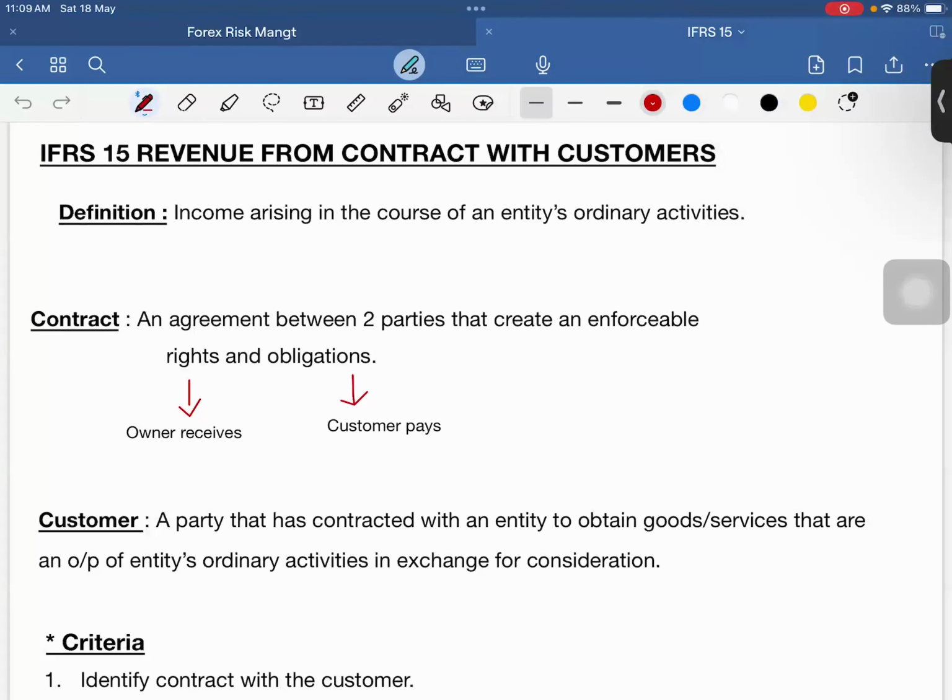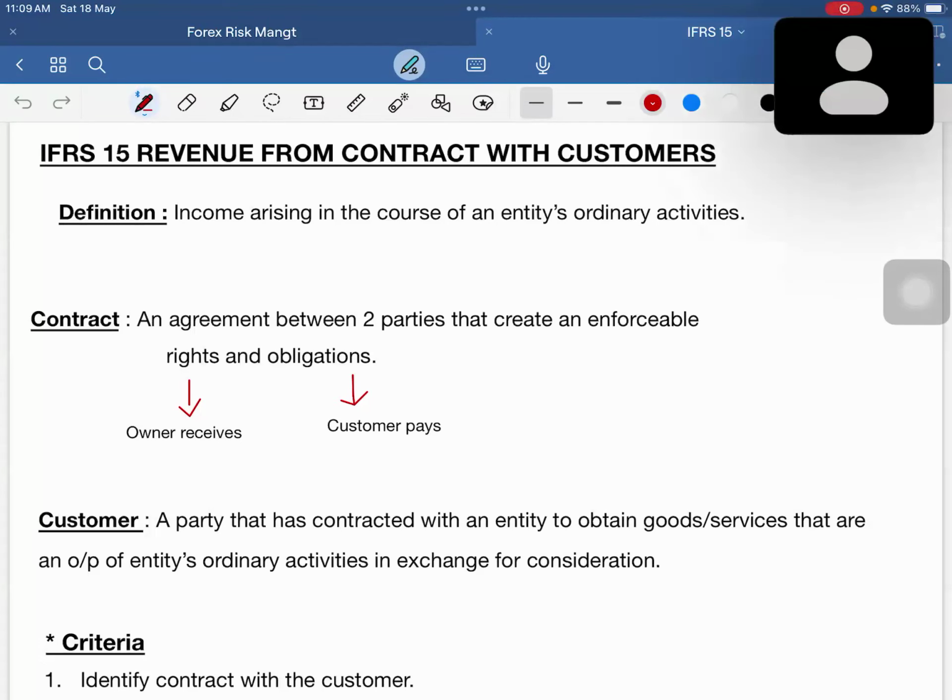Okay. I hope you can see the screen. Since I have already exited the Zoom screen, I can't actually see the chats. So if you have any doubts, you can unmute yourself and ask right away. Okay. No problem at all.